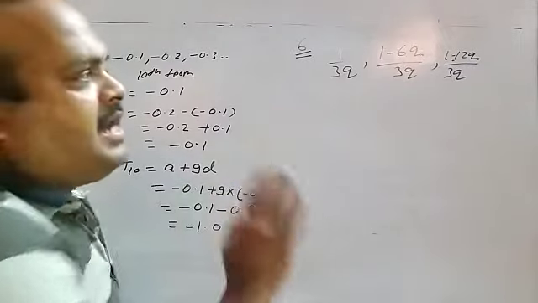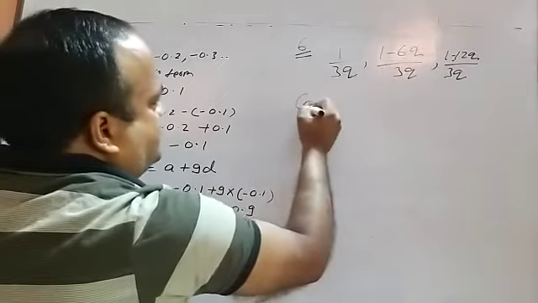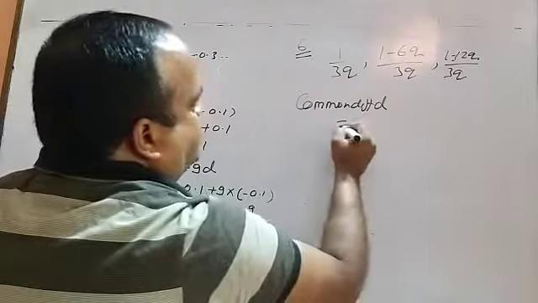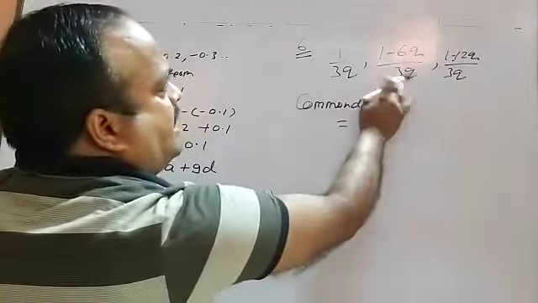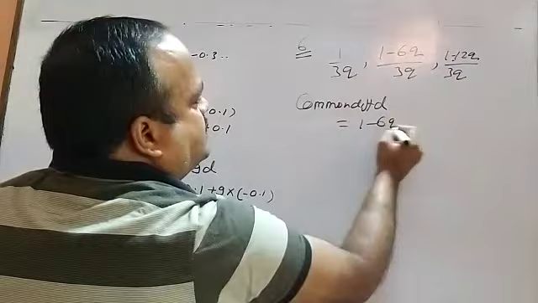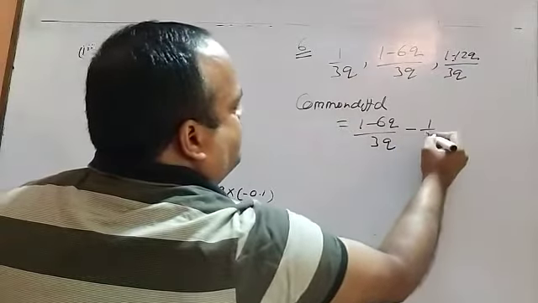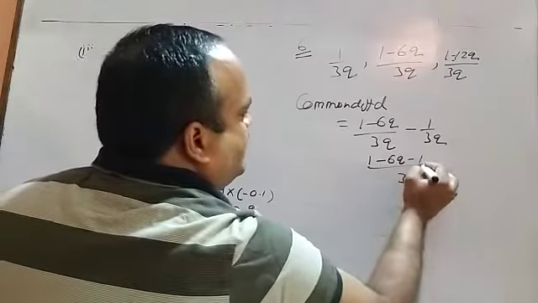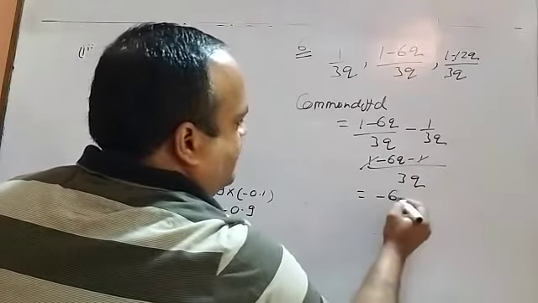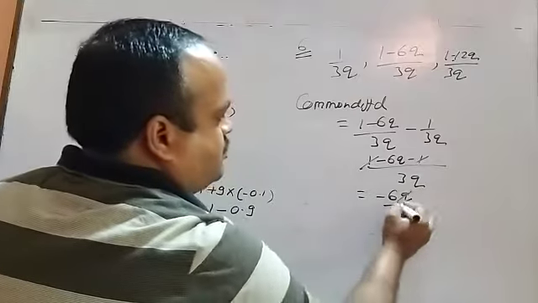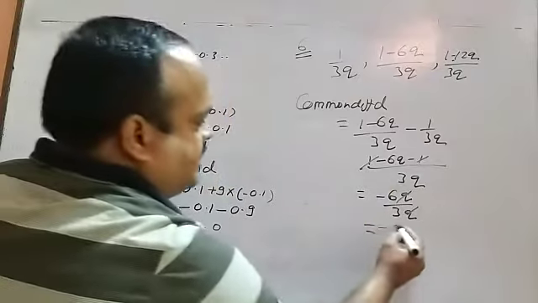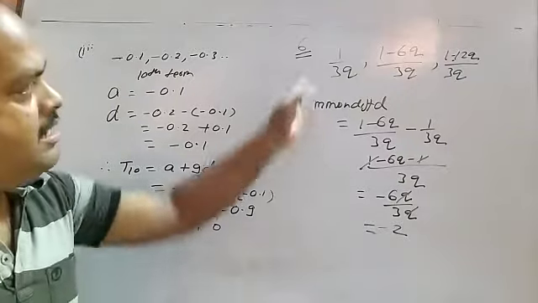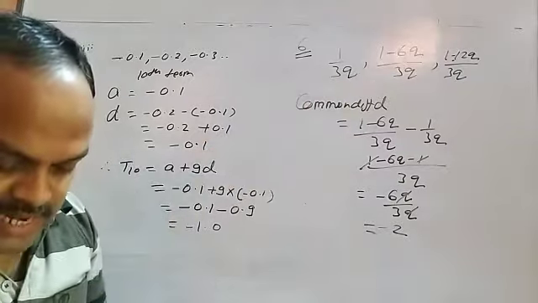The series is AP, already given. So common difference d is equal to this minus this. (1 minus 6q) upon 3q minus 1 upon 3q. LCM is 3q. So 1 minus 6q minus 1, cancel. Minus 6q upon 3q. q cancel. 3 2s are 6, minus 2. So my dear students, the common difference of this series is minus 2.